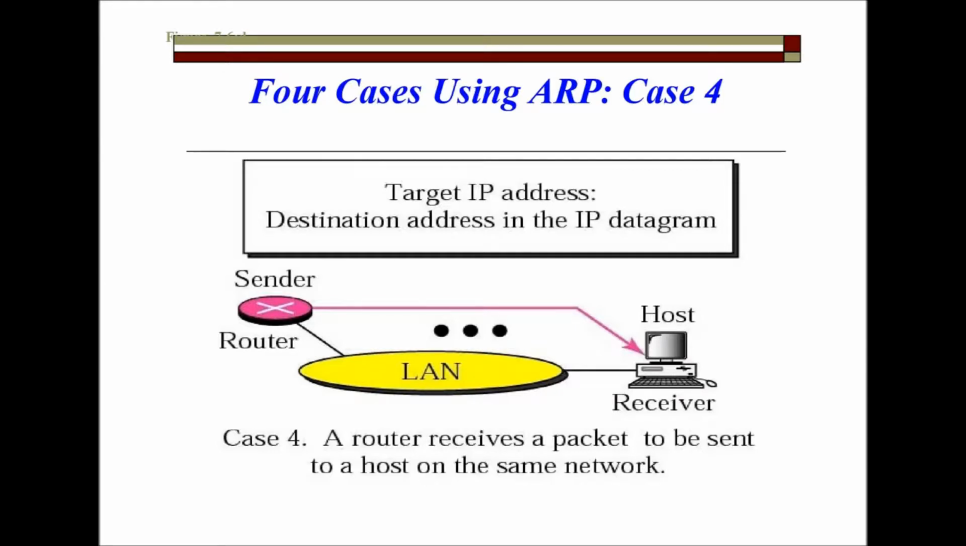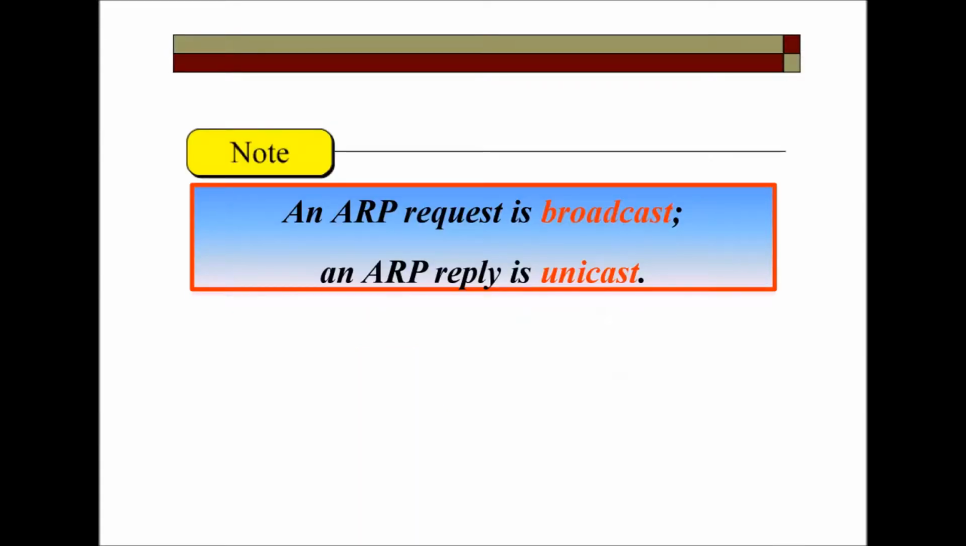But in case 3, we have discussed that the physical address of the router is needed because the next device is not the final destination device and the packet will be forwarded to another network. So in case number 3, we discussed that sender and receiver were both routers. In case number 4, the sender is a router and the receiver is the ultimate destination or ultimate receiver device. An ARP request is broadcast and ARP reply is unicast.